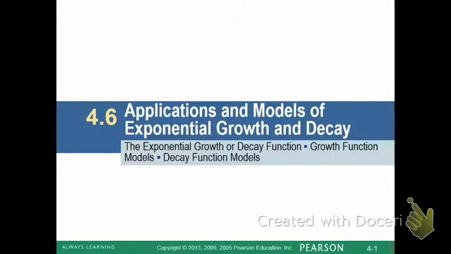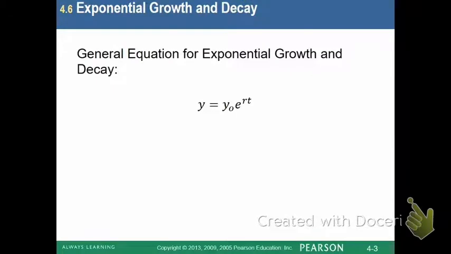All right, guys, last set of notes for exponentials and logarithms is some more application problems. We're going to be using this general equation for exponential growth and decay. So go ahead and copy this down. Okay, y equals y sub 0, or y naught, times e to the rt. I'm going to go ahead and write down below what each part means here.